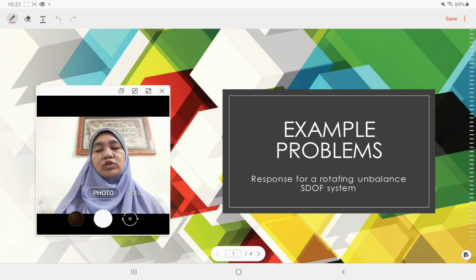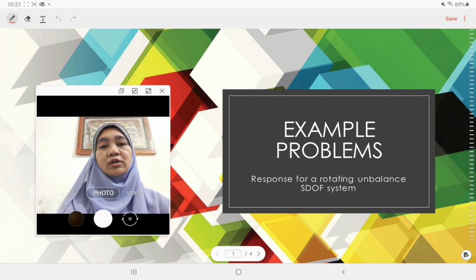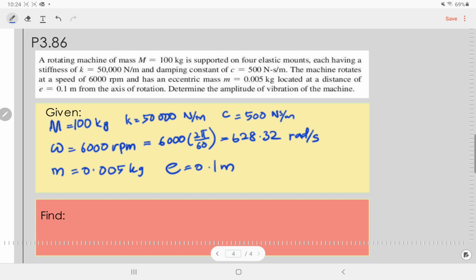So this time we're going to solve a problem of rotating unbalance, in order to find the response or the vibration amplitude when you actually have input from the rotating unbalance. So let us take a look at one of these examples.